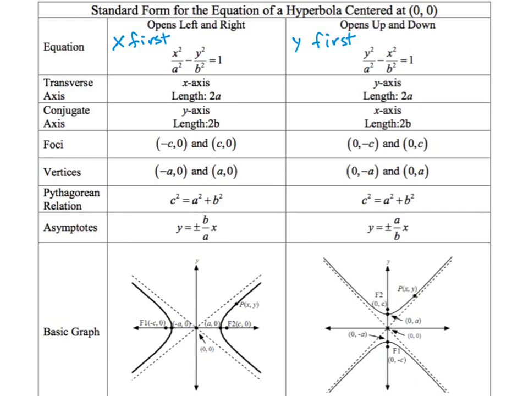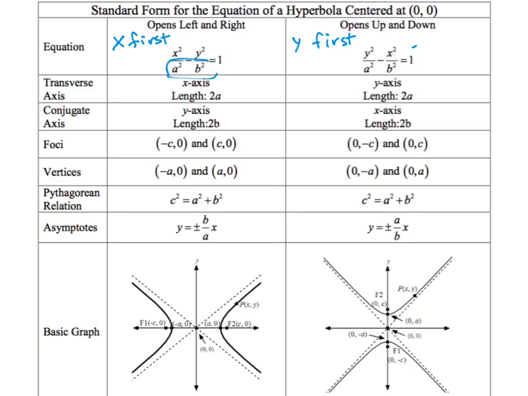And then which of these comes first, x or y, determines if your hyperbola opens horizontally or opens vertically. It's just like an ellipse, where the horizontal can be longer or the vertical can be longer. On a hyperbola, it can open horizontally or open vertically. And the way you can tell is x first or y first. If x is first, it's a horizontal hyperbola. If y is first, then it's a vertical hyperbola.